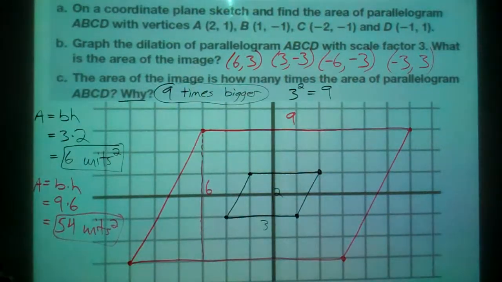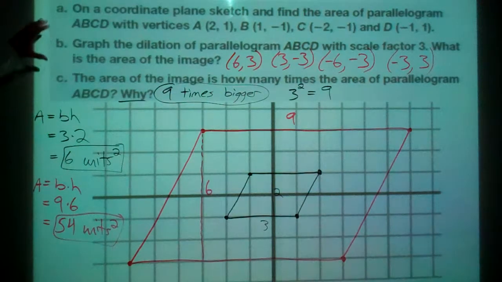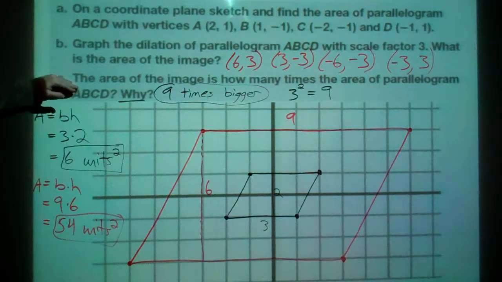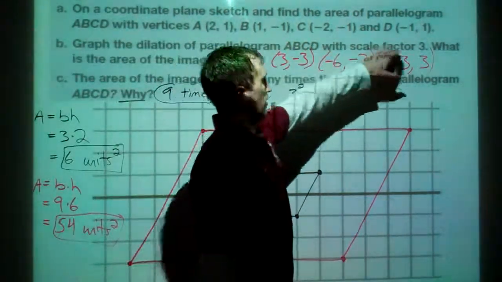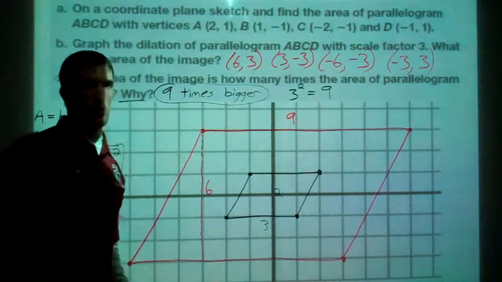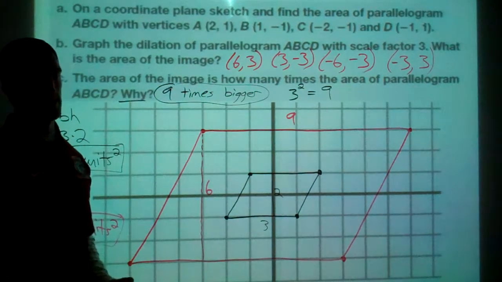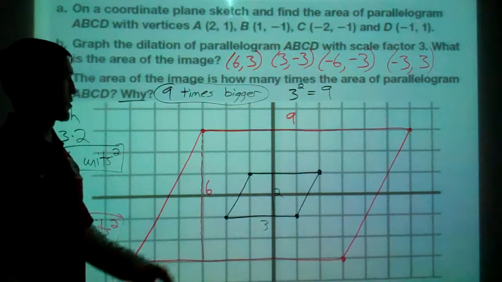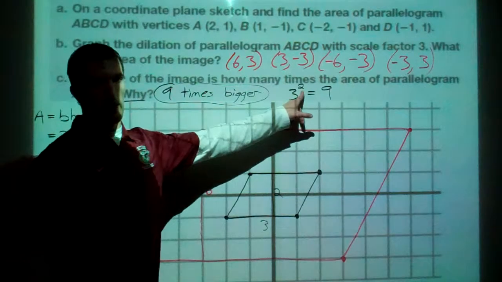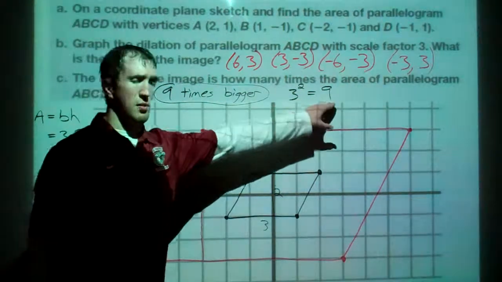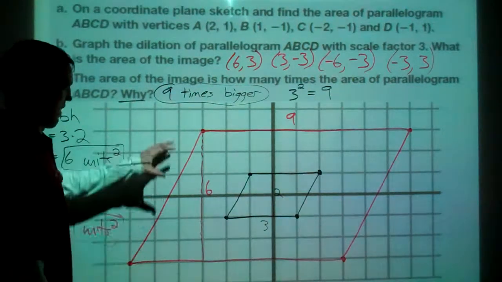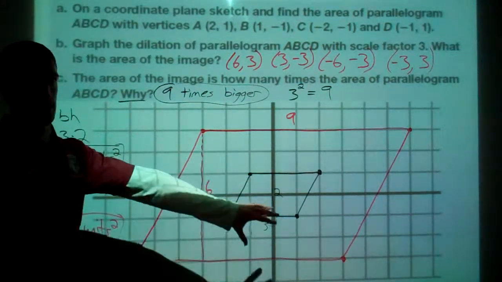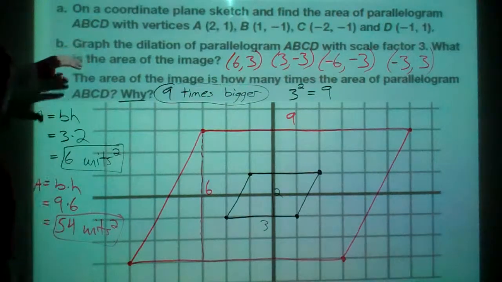So really, we don't have to go through and do A and B if they're asking just this question. If the scale factor is 3 and they want to know how many times bigger the area is, if they're talking area, that's square units. So just square your scale factor and you get how many times bigger the area would be. However, you might need to graph these to figure out individual areas, which they did want for A and B.